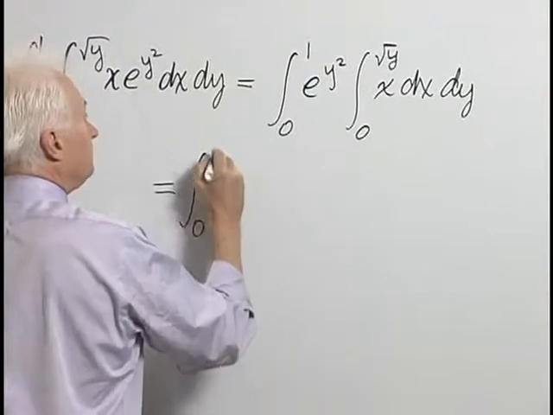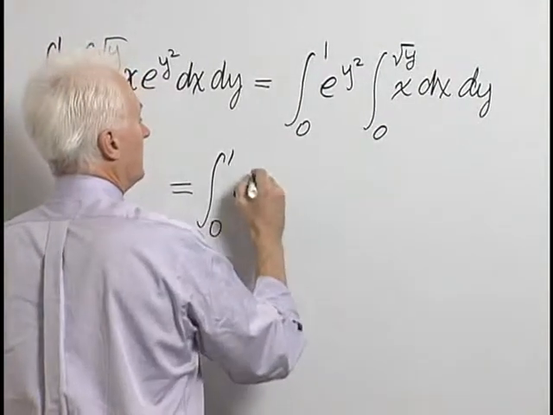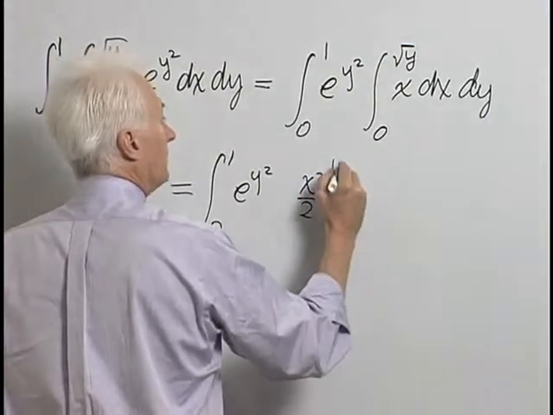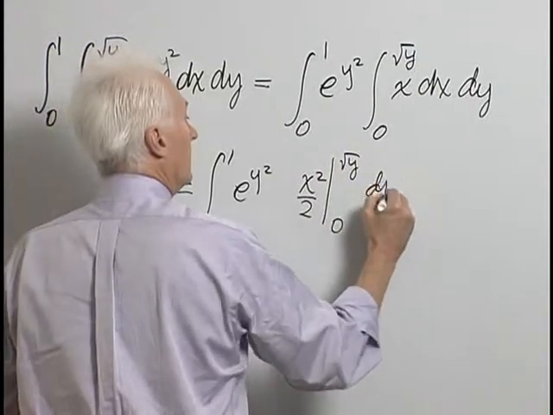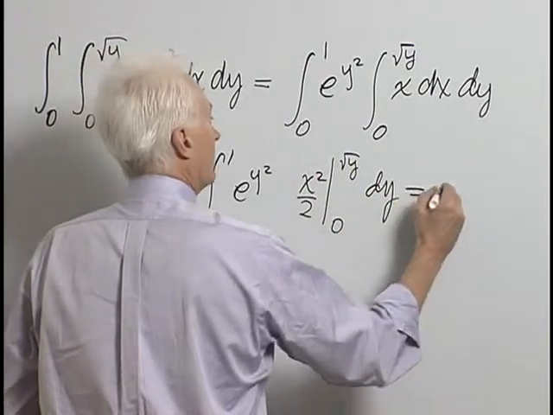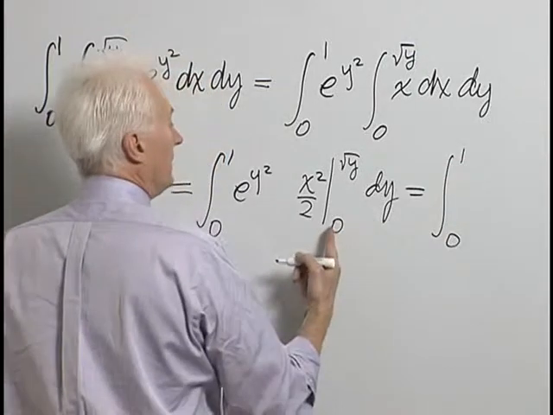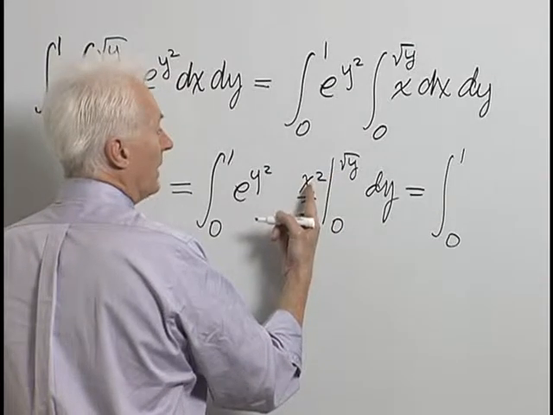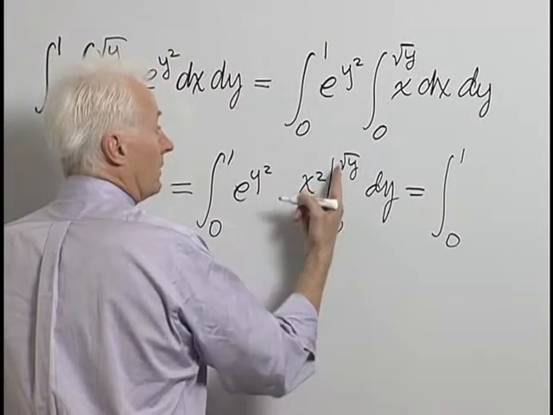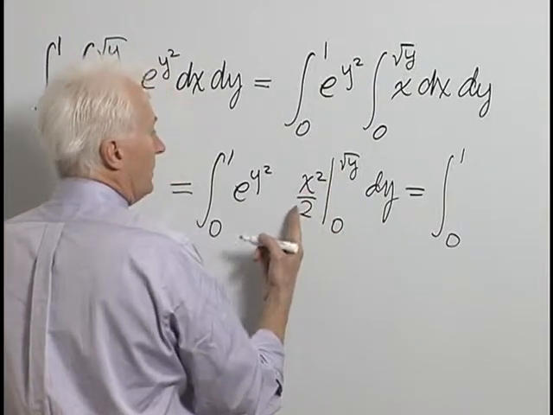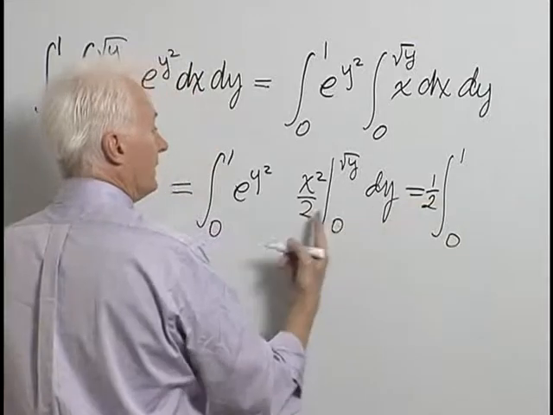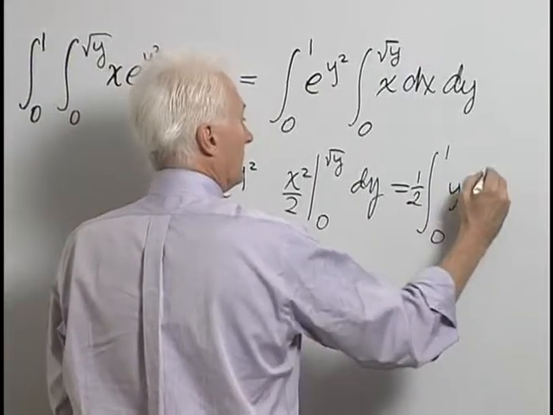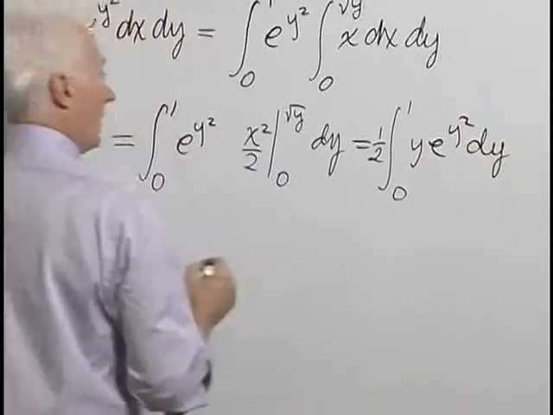So now, the antiderivative of x is simply x squared over 2, and that's to be evaluated from 0 to square root y, dy. And of course, when I put in 0, I get nothing, and when I put square root y into the quantity x squared, I will get the square of square root y, which is just y. The 2 in the denominator can come out as a factor of a half, so we have a half out front, and we have y times e to the y squared dy.